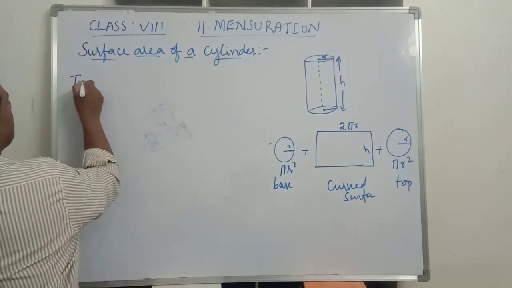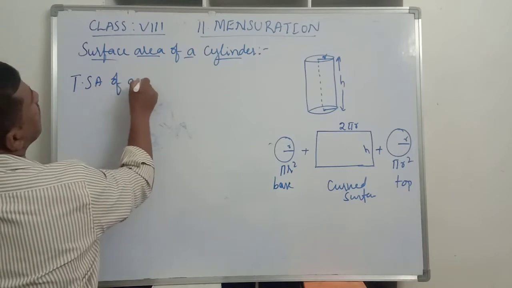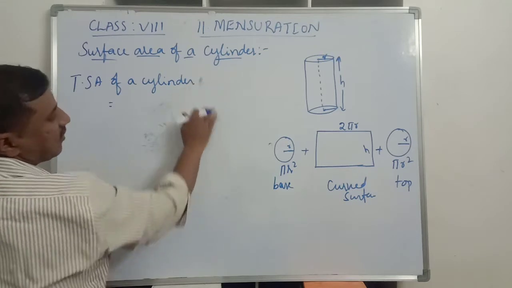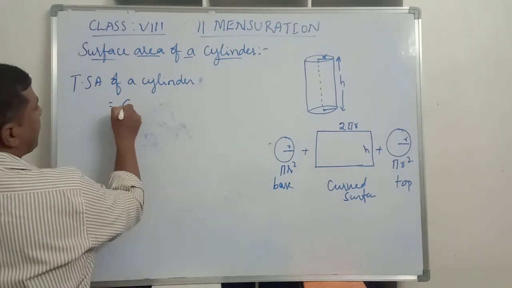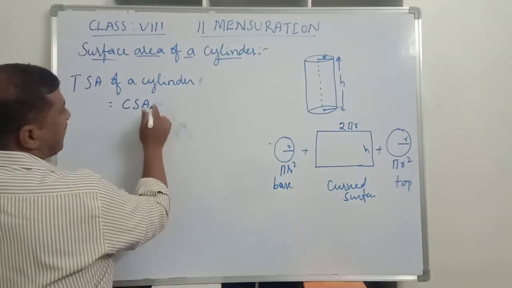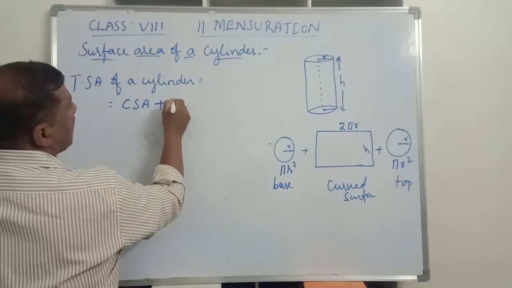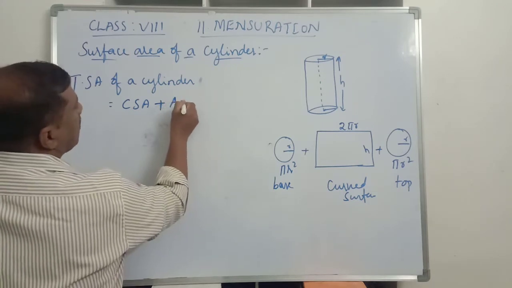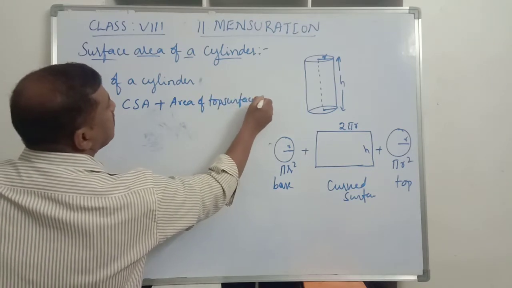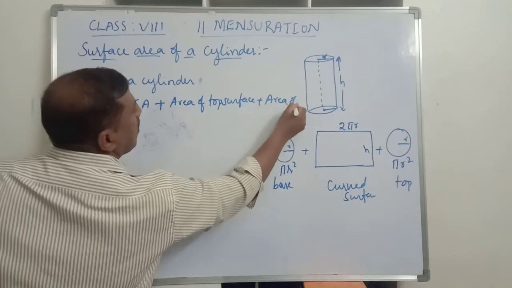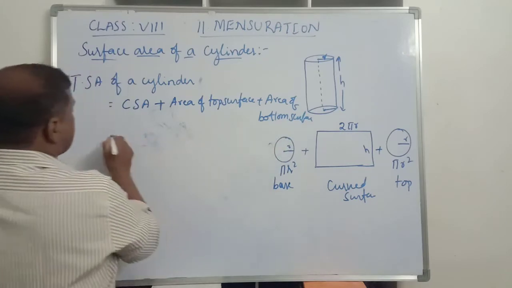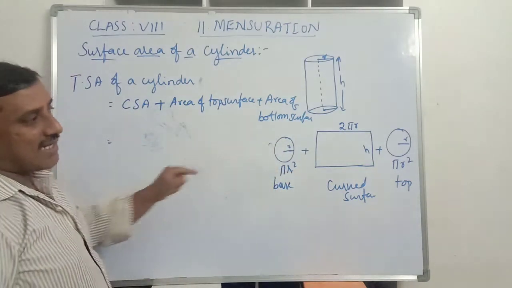Now, the total surface area, or TSA, of a cylinder is equal to what? TSA of a cylinder is equal to the curved surface area, that is CSA, plus the area of the top surface plus the area of the bottom surface. So here the curved surface is nothing but the area of that rectangle, that is length into breadth.